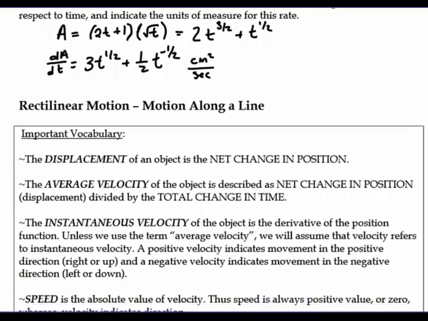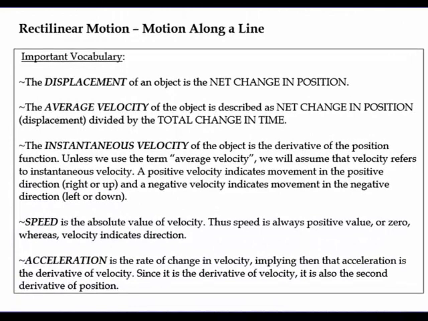Now, if we want to talk about rectilinear motion, it is motion along a line. It's what you're used to. Position, velocity, acceleration. So there's a couple different vocabulary terms that I really need to make sure you know the difference between. Our first vocab term is going to be displacement, and that's our net change in position. Displacement can be positive or negative. If I move forward, it's positive. If I move backward, it's negative.